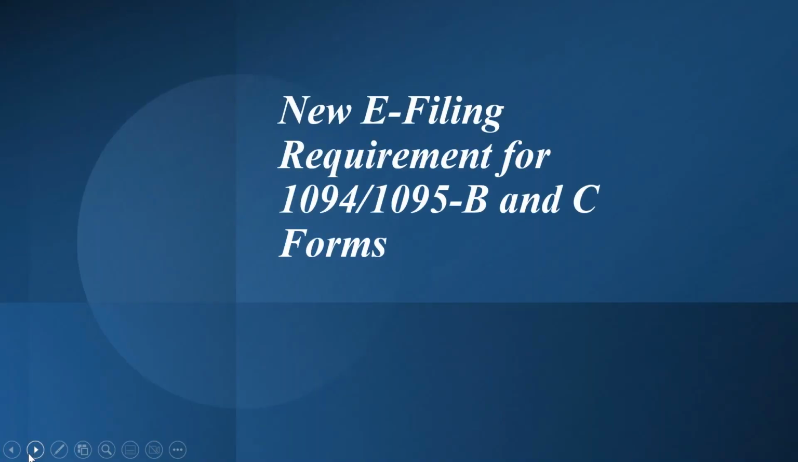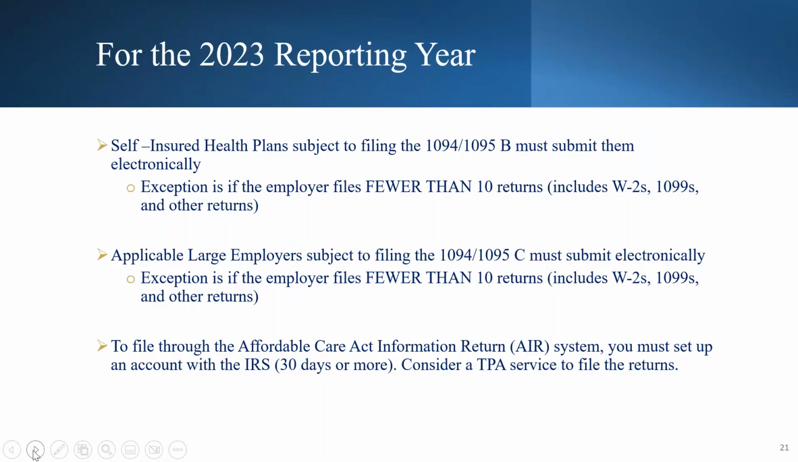Now that I've gone over the medical loss ratio rules, I do want to cover some new e-filing requirements, just in case it applies to anyone on the line. For the 2023 reporting year, if you have a self-insured health plan, you wouldn't be subject to the rebate, but you have to file your 1094, 1095B forms electronically. The only exception is if the employer files fewer than 10 returns total. So that includes W-2s, 1099s, and other returns.